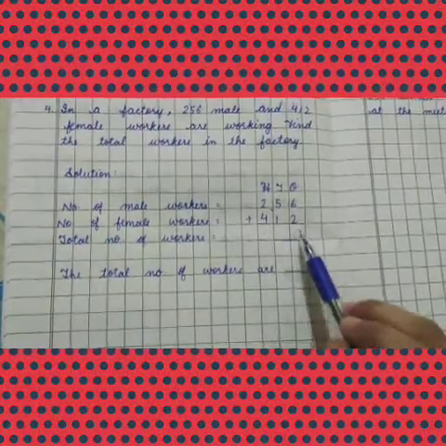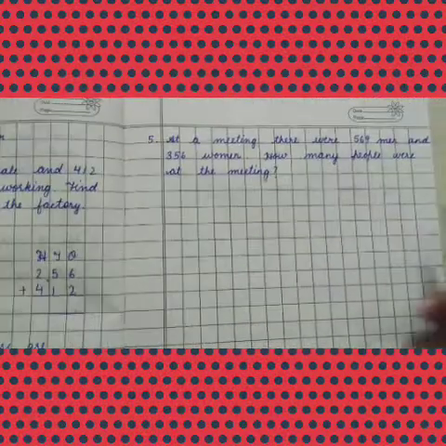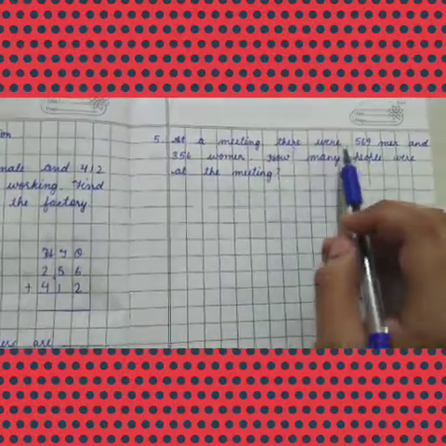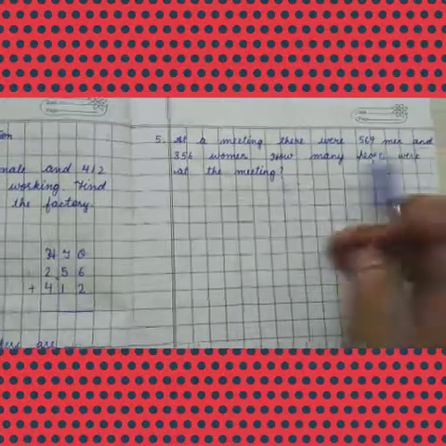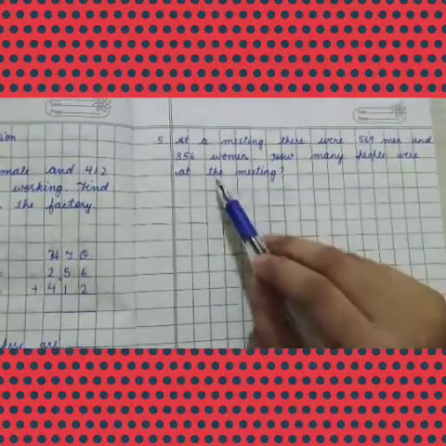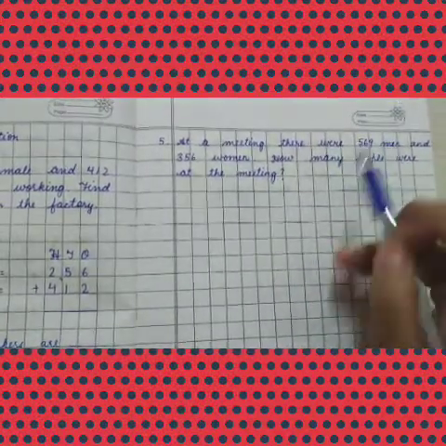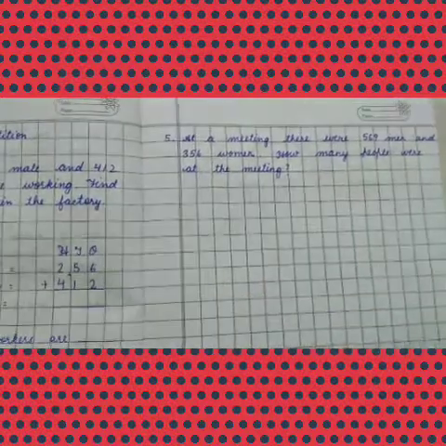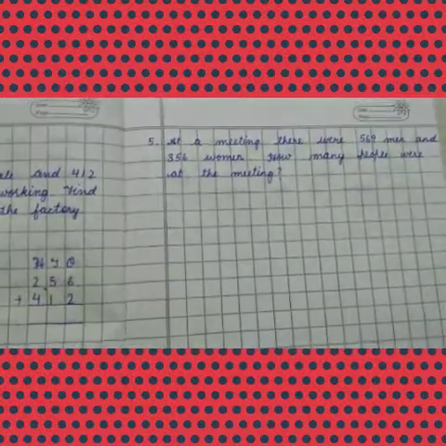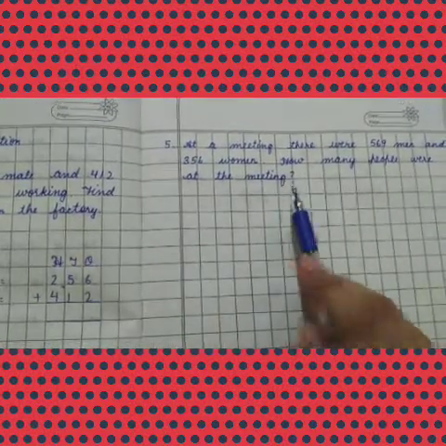Then the next question 5 is, at a meeting there were 569 men and 356 women. How many people were at the meeting? एक meeting में 569 men हैं and 356 women हैं. आपको क्या बताना है? मीटिंग में कितने लोग हैं? सेम थिंग जैसे हमने फैक्ट्री में किया था वही अब हम मीटिंग में कर रहे हैं. We have to tell the total number of people. So we have to add number of men and number of women.